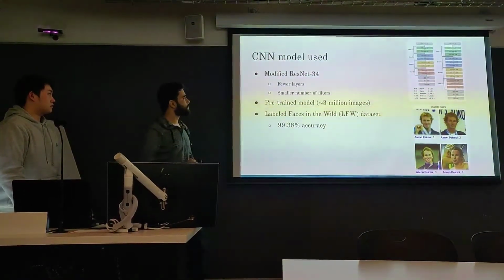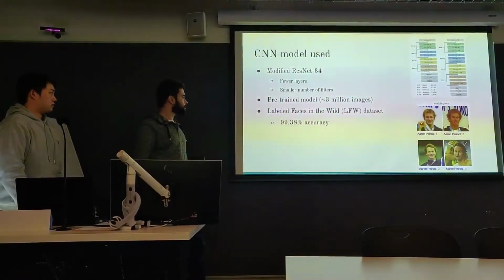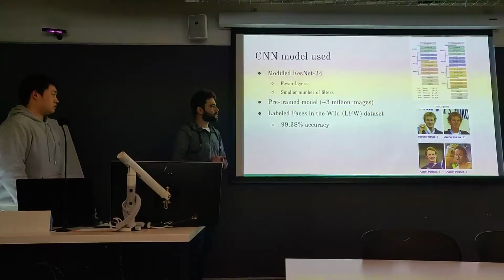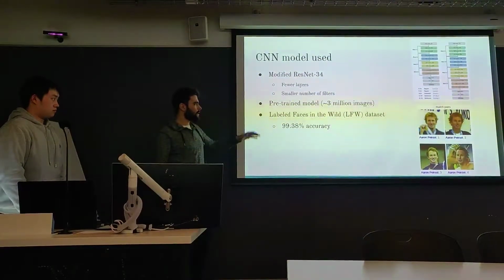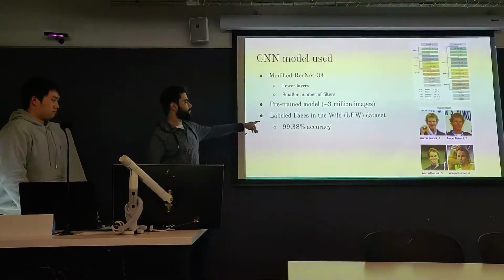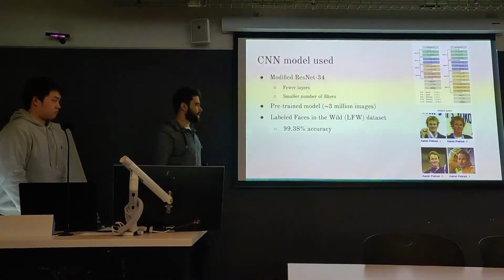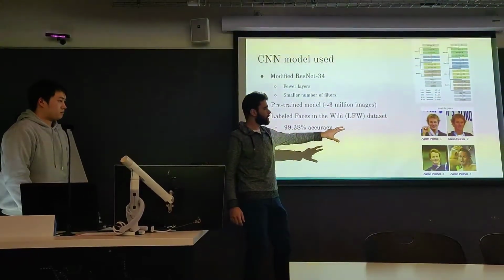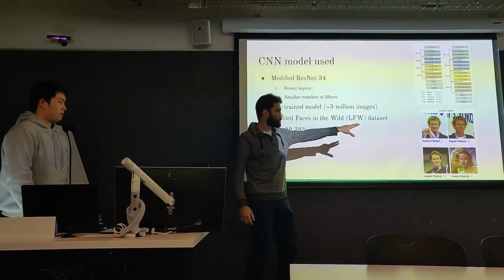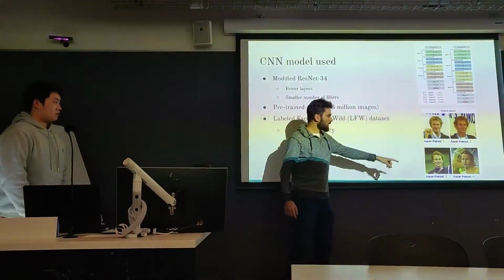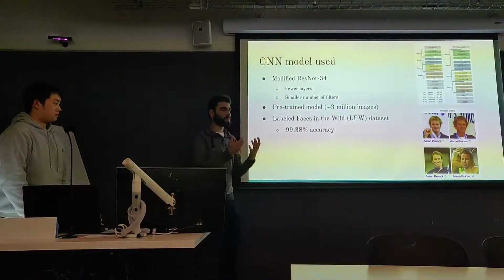So we used a modified version of the ResNet 34 with fewer layers and a small number of filters. This model was pre-trained on about 3 million images, and it was tested on the Labeled Faces in the Wild dataset. So what we can see here is a couple of matched pairs. We want to give, say, these two images of one guy and then one image of this guy here, so we can differentiate them.